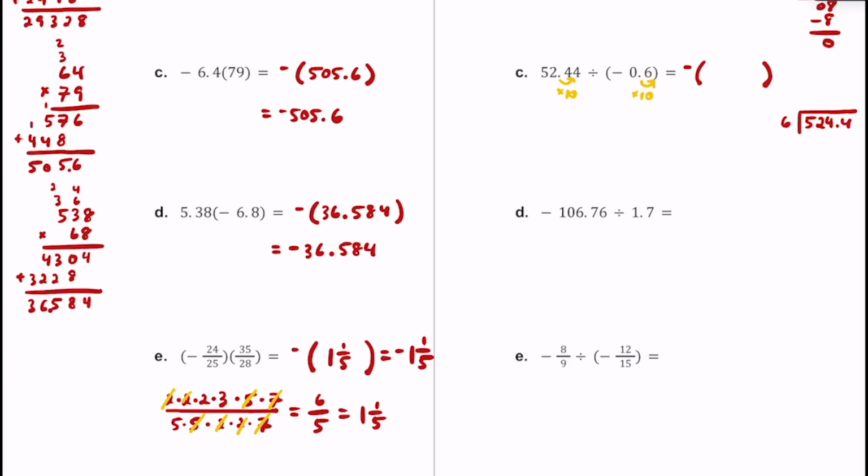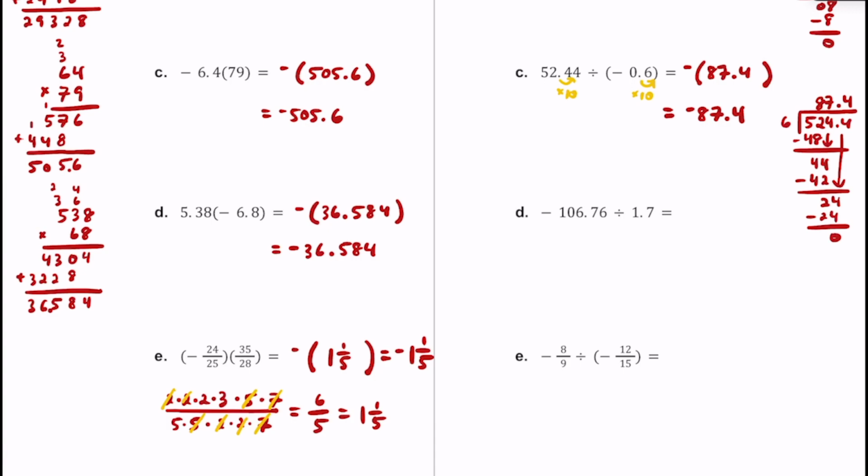The decimal in this is just going to be right here. So 6 into 52 is going to be an 8. Put the 8 above the 2 there. 8 times 6 is 48. So if we subtract here, we're left with 4. Bring down this 4. 6 into 44 is going to be 7. 7 times 6 is 42. We have a remainder of 2. And then bring down this 4. 6 into 24 is going to be 4. 4 times 6 is 24. We have a remainder here of 0. So we're going to have 87.4. Now, the answer is going to be the opposite of that, so it's going to be negative 87.4, and that's going to be our quotient.